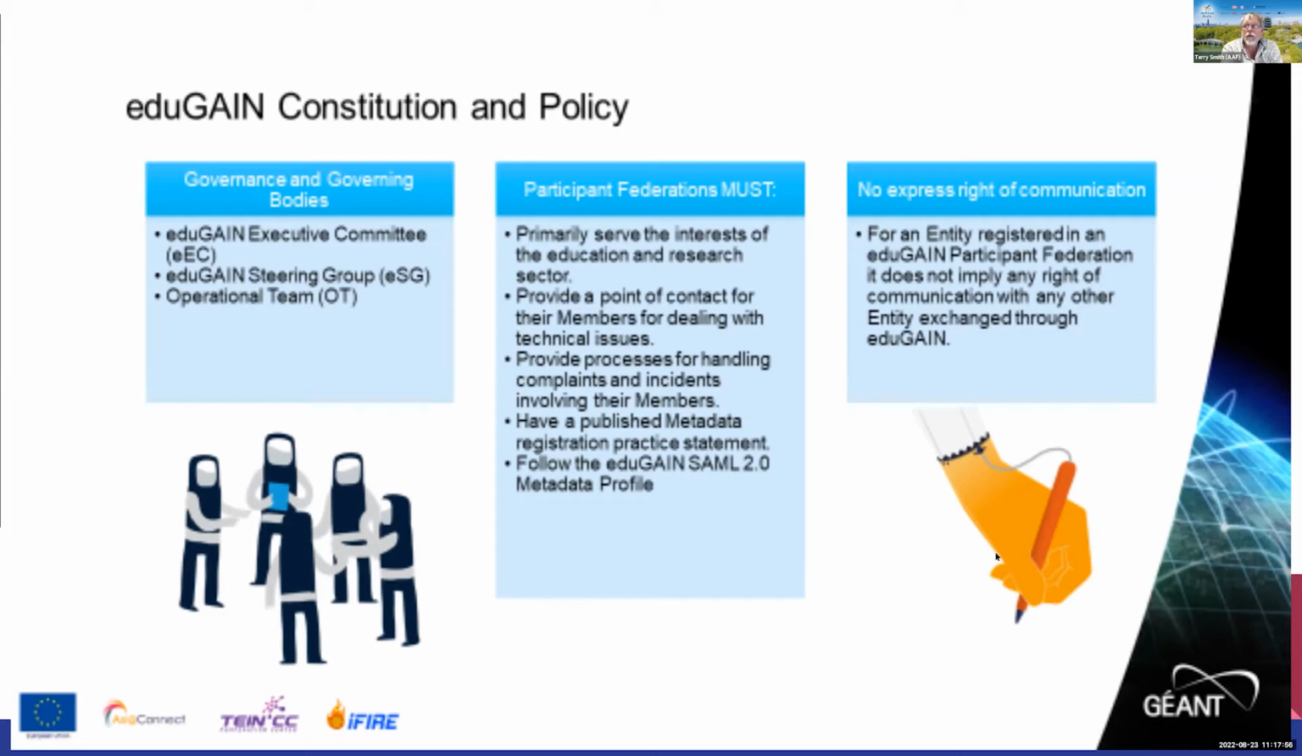And for entities registering in Aggregating, participating federations doesn't imply any right to communication with any entity exchanged through Aggregating. So even though there's entities that are published, there's no guarantees that these entities will work or that you will get access to everything at Aggregating. There may be funds required to be transferred. There may be other exchanges that need to happen before those services can be made available to your users.